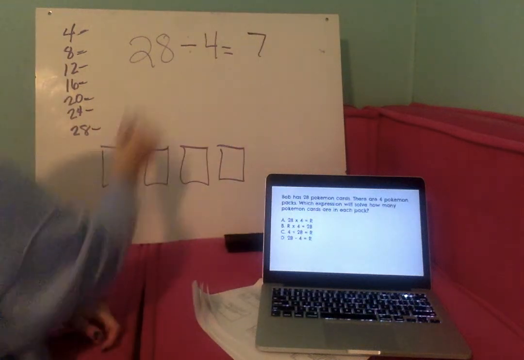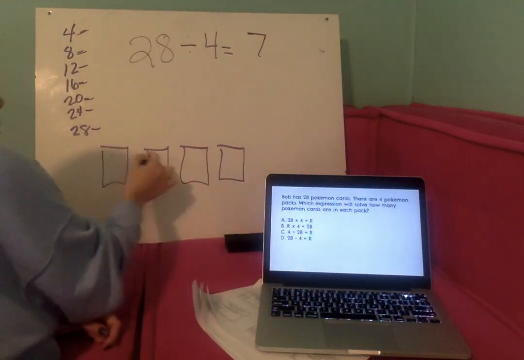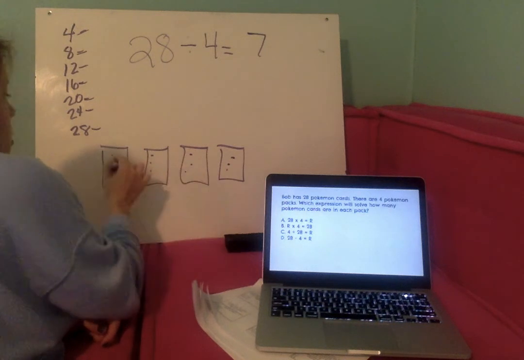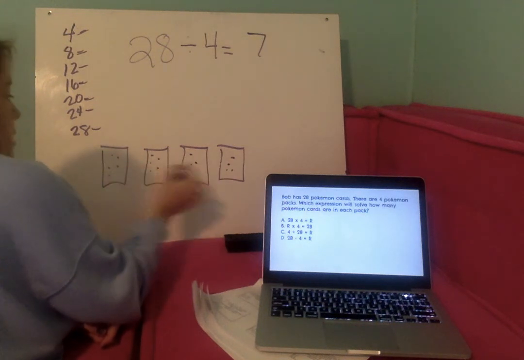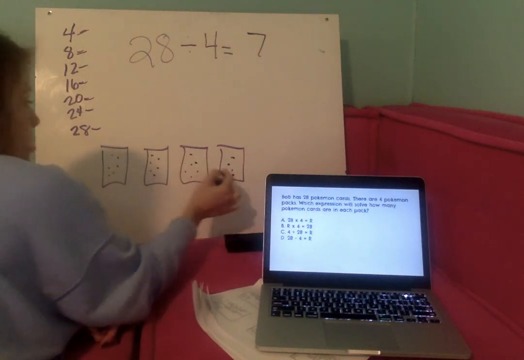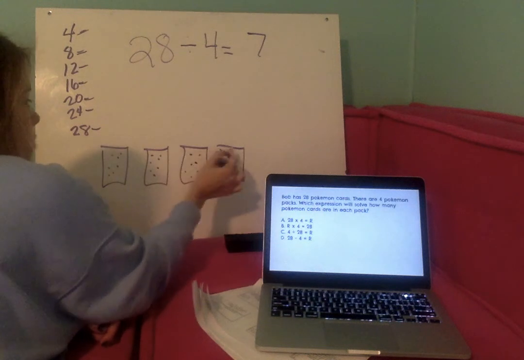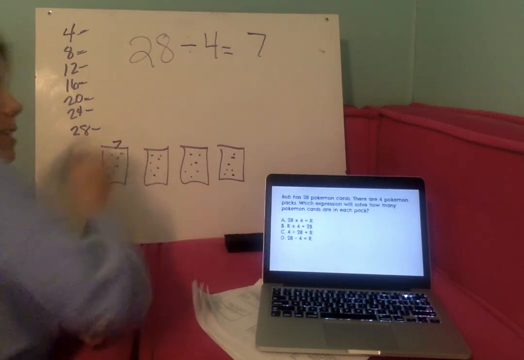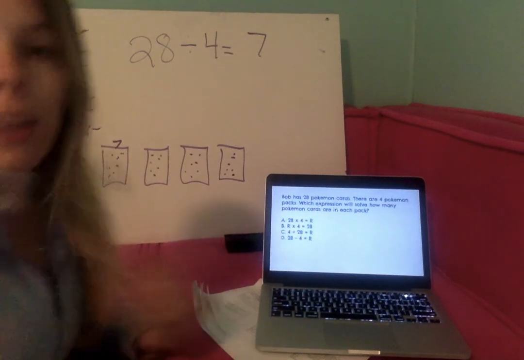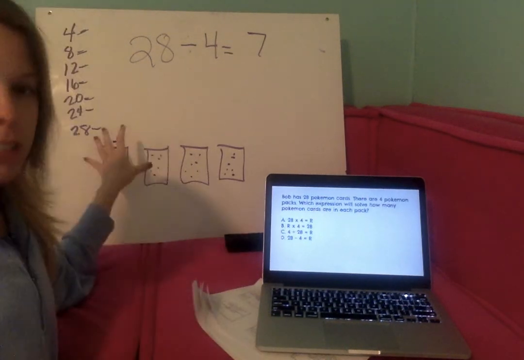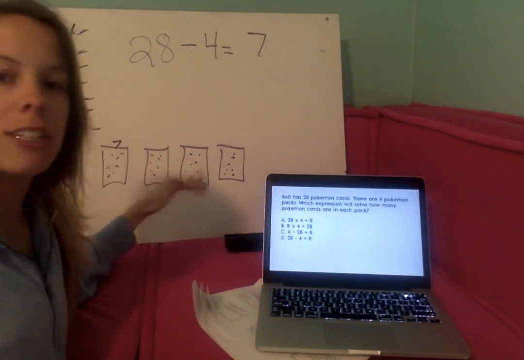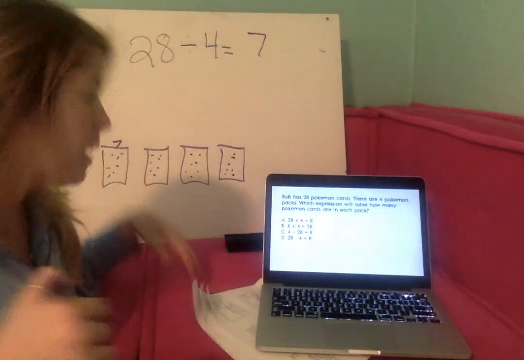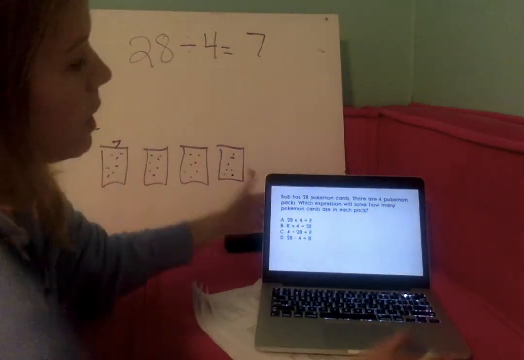That means if I were trying to fill this out, 1, 2, 3, 4, 5, 6, 7, 8, 9, 10, 11, 12, 13, 14, 15, 16, 17, 18, 19, 20, 21, 22, 23, 24, 25, 26, 27, 28. I would have 7 dots in each square. Okay? We don't do this anymore because we're able to skip count, but this is just a picture or a visual in case you are not understanding where I'm coming from. So, 28 divided by 4 equals 7.